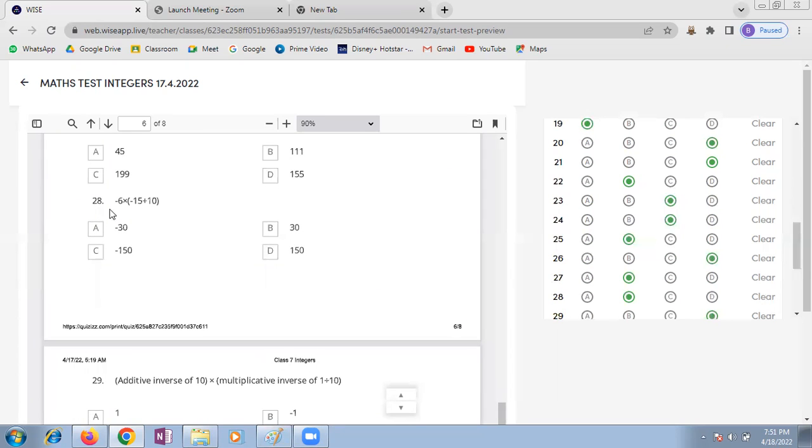This is the distributive property you can use, children. Negative 15 and 10 is negative 5. Negative 16, negative 5.